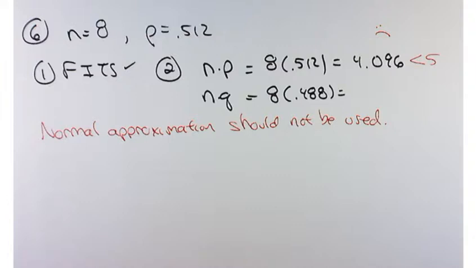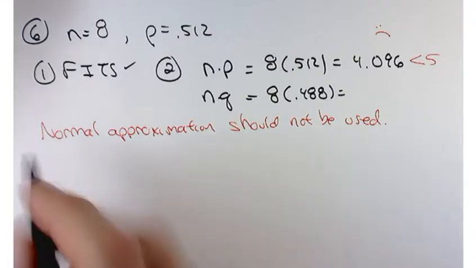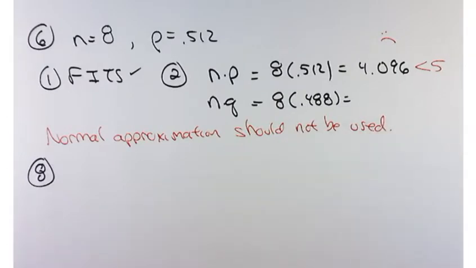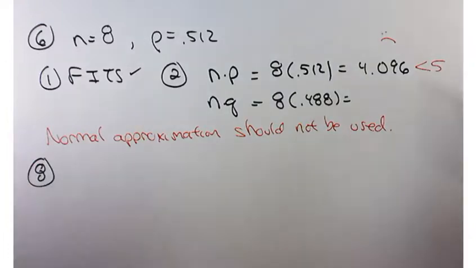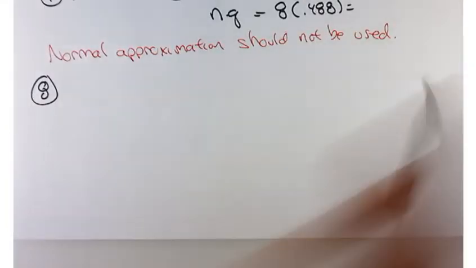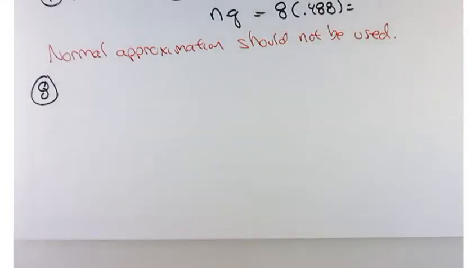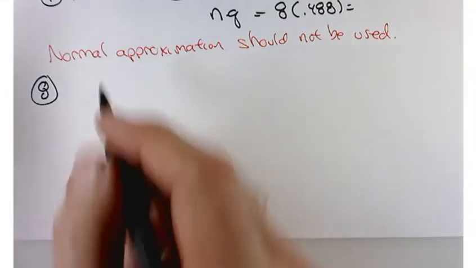Problem number 8. So at this point, you'd actually have to calculate the binomial random variable itself or something else, but you shouldn't be doing the methods outlined in this section. It's not something for which you're going to get a good approximation.